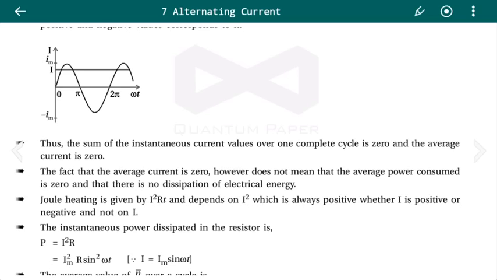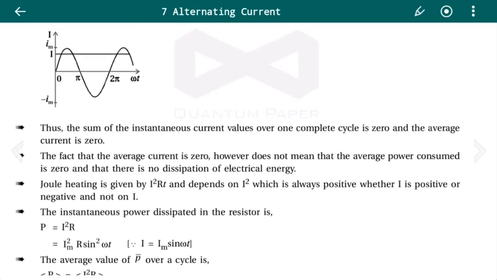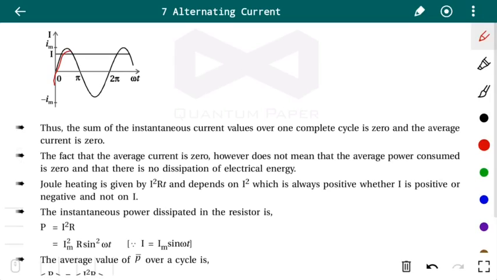So, when we take the current values for the whole cycle, then in the positive half cycle, all the values are equal to those of the negative half cycle, but in the negative direction. So when we sum up these values, it will be 0. So the sum of the instantaneous current values over one complete cycle is 0 and the average current is 0. That means when we take the summation of all the current values for one cycle, it will be 0.